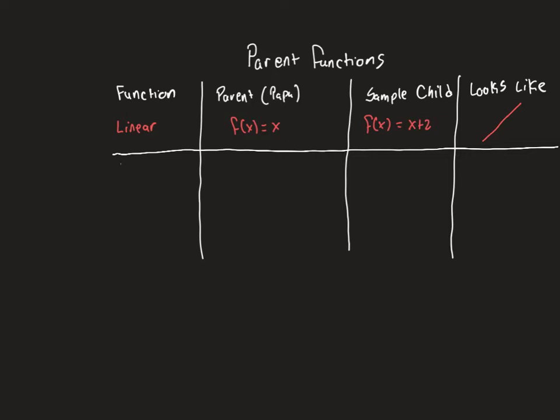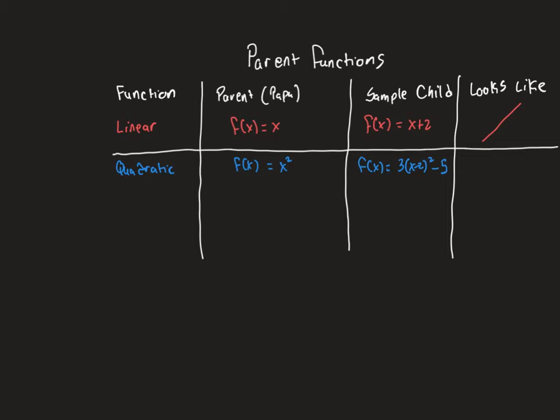Next up, quadratic. Quadratic is a bit more exciting than linear. So the proud papa would be x squared. So sample child would be something like 3x minus 2 squared minus 5. I can make it as complicated as possible, but the second you see a squared and an x, it all came from this guy.